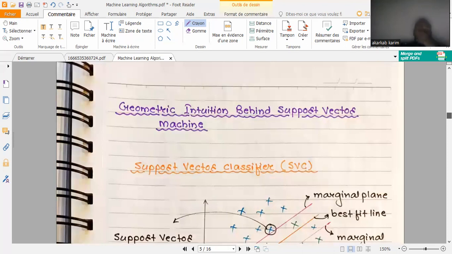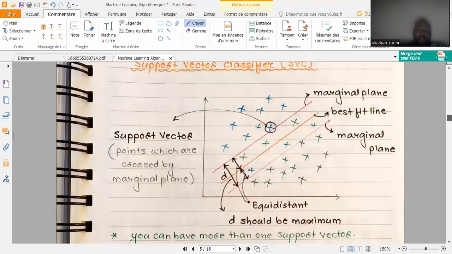Well, I will go to the geometric intuition behind support vector machine. That is very important. We have three lines here. The one in the middle is the best-fit line. When we're talking about the best-fit line, I mean the best line that we can have based on the distance of these points, the green points and the blue points. Sometimes this is also called the marginal plane.